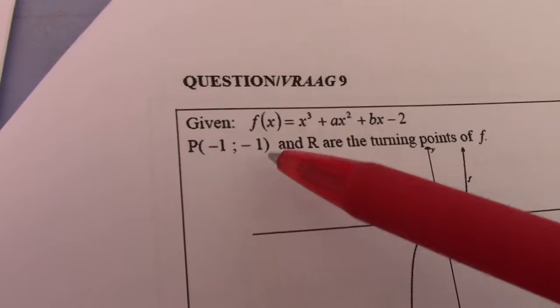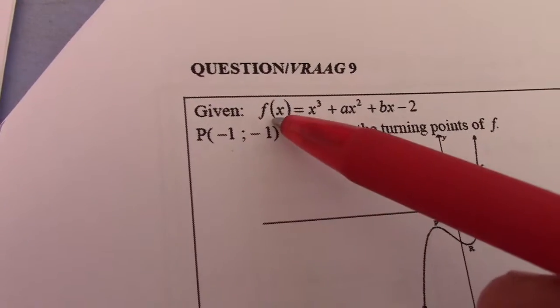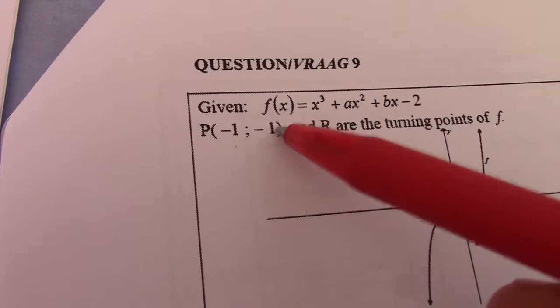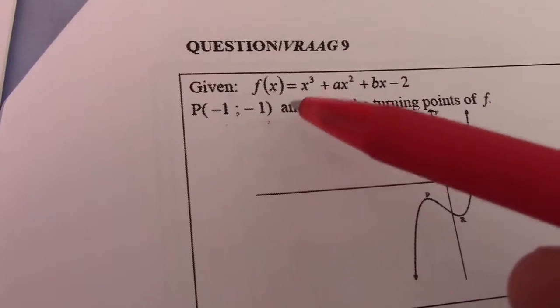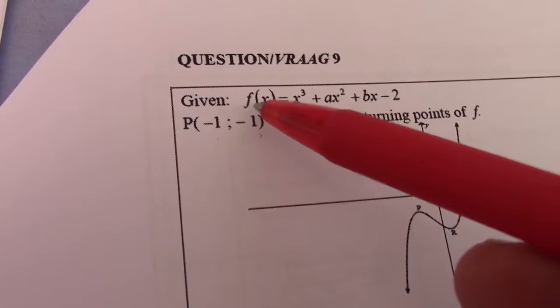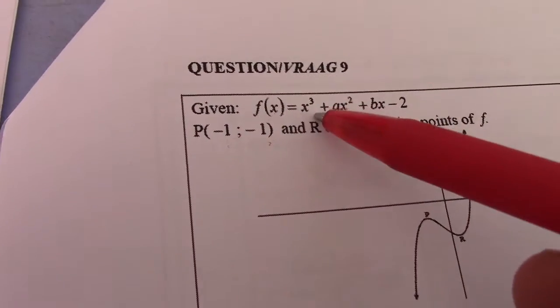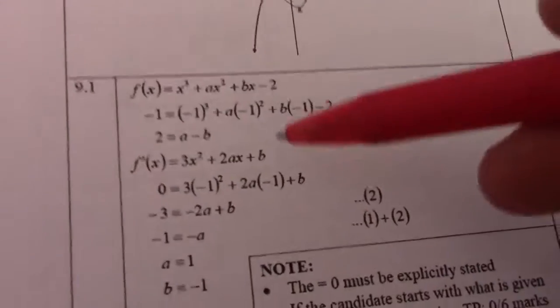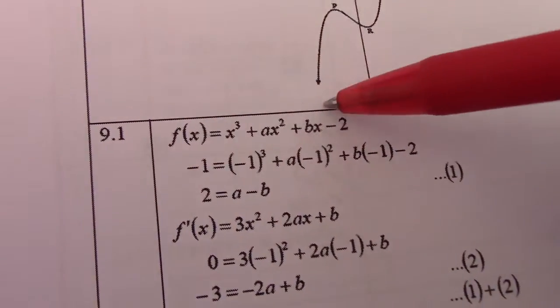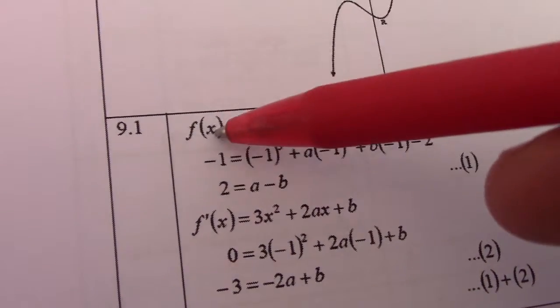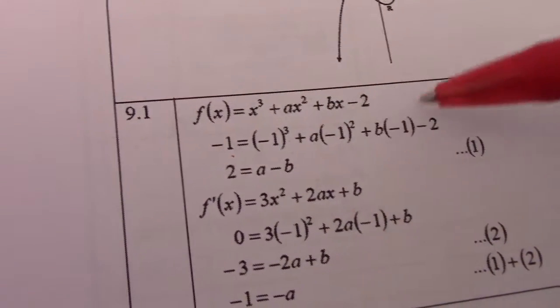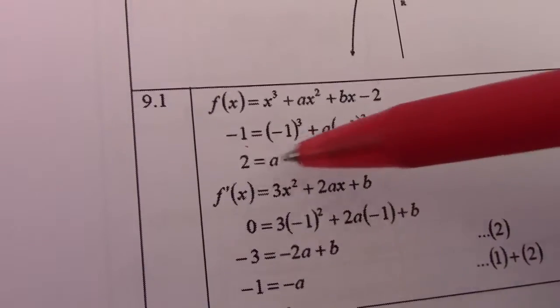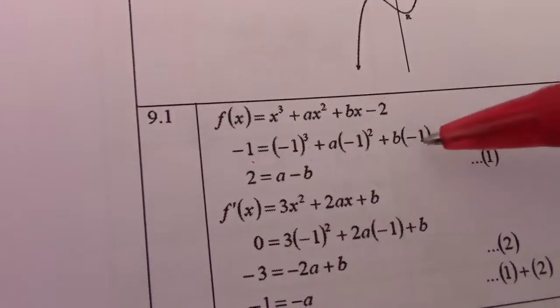First and foremost, they've given us that p is (-1, -1) and that it is a turning point. So when I substitute minus 1 in place of x, I get minus 1 as an answer. Second, if I make the first derivative equal to 0, I solve for x equal minus 1. So f of x equals x cubed plus ax squared plus bx minus 2. First, y is minus 1 when x is minus 1. So minus 1 cubed plus a times minus 1 squared plus b times minus 1 minus 2. If you simplify all that, it becomes 2 equals a minus b.